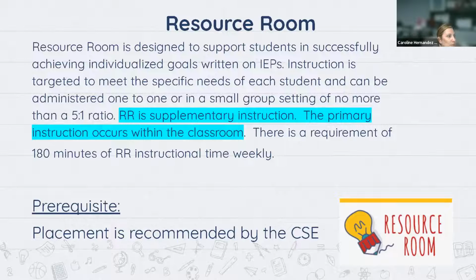Moving further up the continuum is a resource room. So a resource room is designed to support students in achieving their individually written IEP goals. So this is a supplementary instruction. The primary instruction occurs within the classroom, and the supplementary instruction occurs in a 5-to-1 resource room ratio. So basically, we provide resource room support in the area of reading, let's say. So a student is supported in the general education classroom with reading, and then we do supplementary instruction to support that student's individualized goals, if that's appropriate, in the resource room setting.